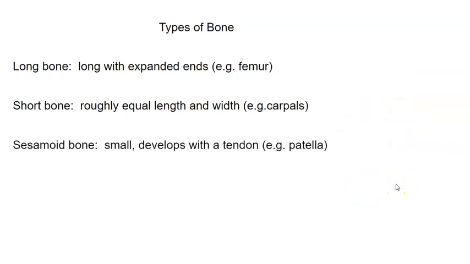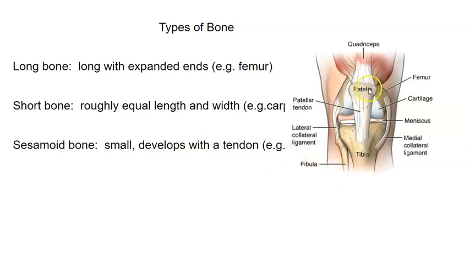We have sesamoid bones. These are small bones that develop within a tendon. For example, the patella. So you can see we have a muscle and a tendon, but then this is also tendinous material here. So this bone is a sesamoid bone. It's developed inside the tendon. Patella, everyone is familiar with.